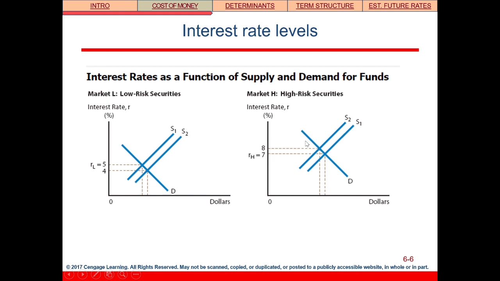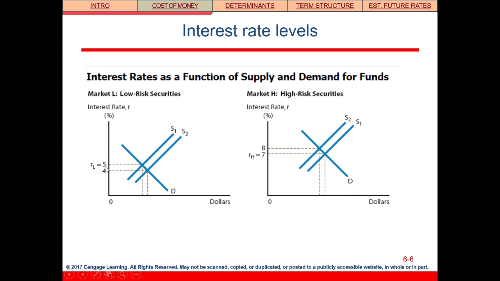And then the initial interest rate for market H is, sorry, 7%. It's S1, right? So they meet at RH, which is 7%. That means if everything else is the same between these two securities, the high risk and the low risk securities, except for the risk, the only difference between them is the risk. Then in this case, the risk premium, the extra for the risk, is 2%. That's 7 minus 5.